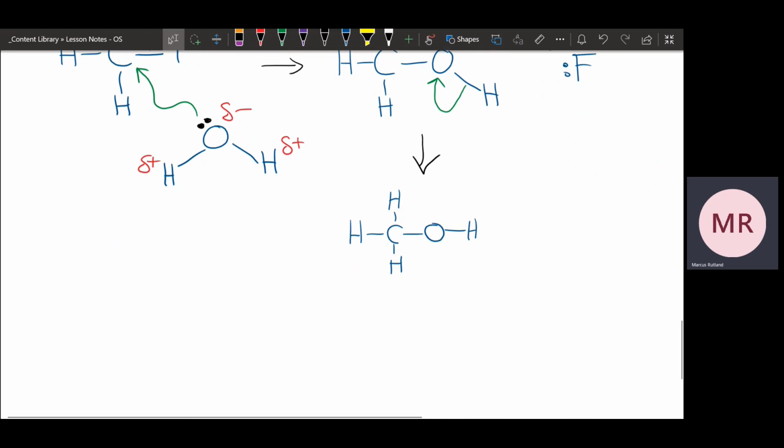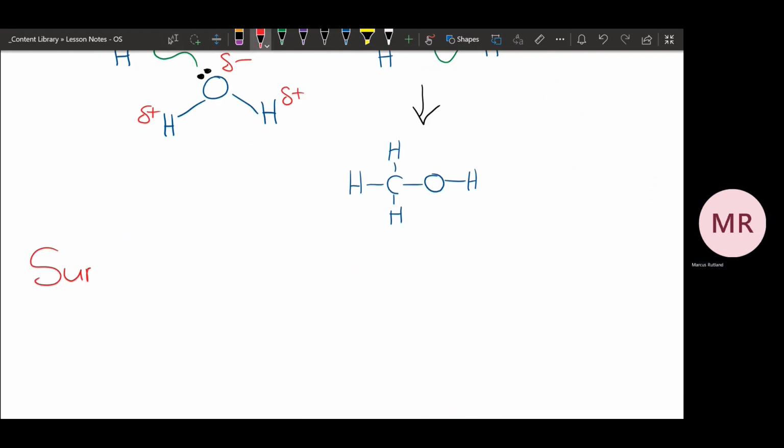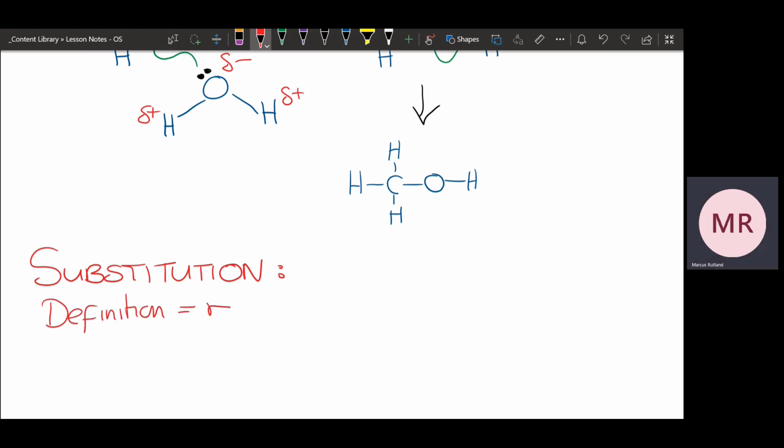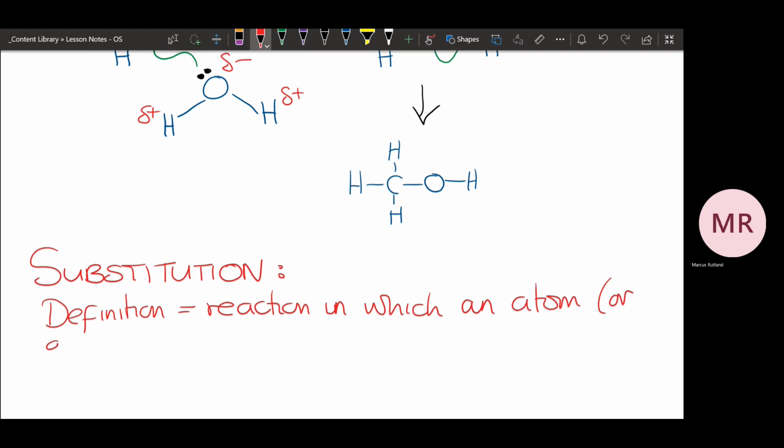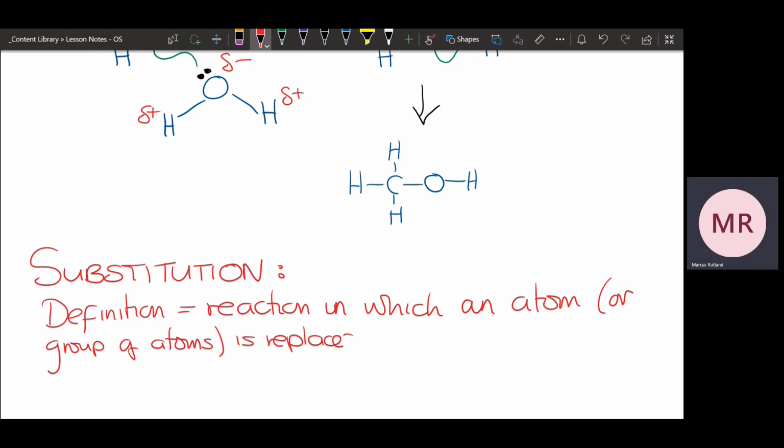Okay, one final thing. We've defined nucleophile from the nucleophilic substitution. Substitution itself, got that right. The definition here is a reaction in which an atom or group of atoms is replaced by a different atom or group of atoms.